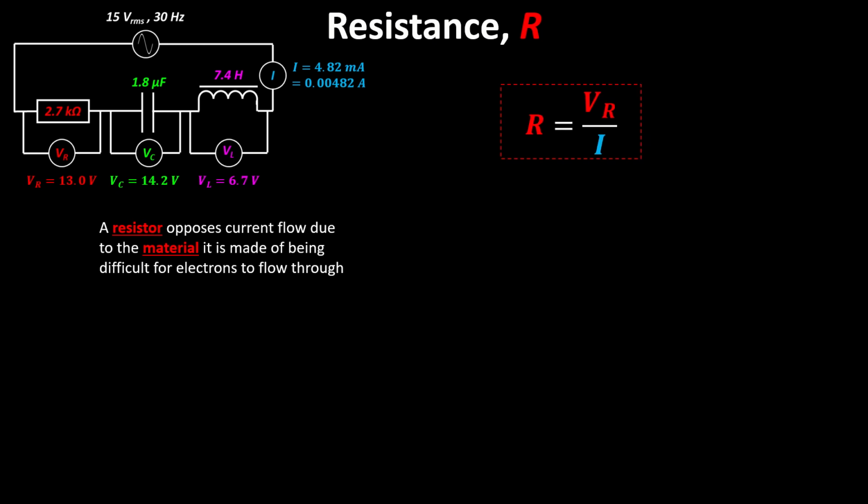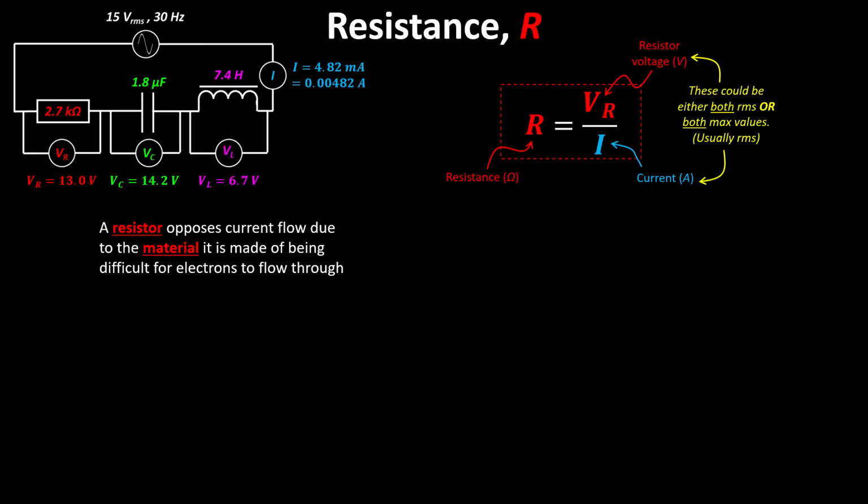And we define resistance as the ratio of resistor voltage to current. So we divide resistor voltage by the current, and we get the resistance measured in ohms. It's worth mentioning, the resistor voltage and current could either both be RMS values or both be maximum values, and it would give the same result. You just can't have one maximum and one RMS value. Usually we deal with RMS. All the values that I'm talking about in this, the voltages and the currents, are all RMS values.